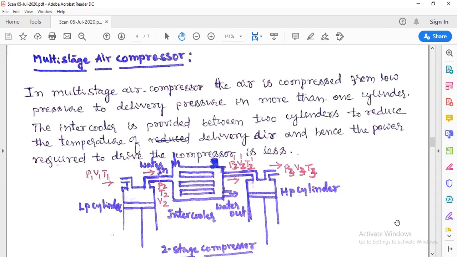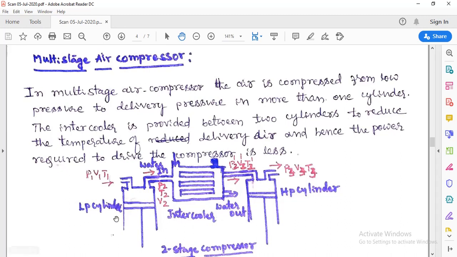In this video, I am going to explain the working of a multi-stage air compressor. In a multi-stage air compressor, the air is compressed from low pressure to the delivery pressure in more than one cylinder. And by providing the intercooler between the two cylinders, the final temperature, that is the temperature of delivery air, can be reduced, and also the power consumed by the compressor can be reduced. See, with this diagram, I will explain the multi-stage air compressor.